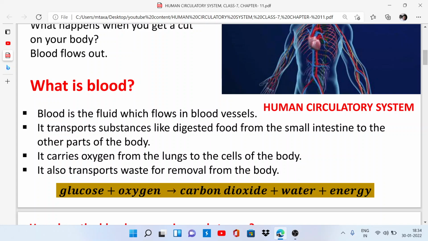We all know we get energy from food, but how do we get this energy? We digest the food into glucose, and this glucose reacts with the oxygen that we inhale during our respiration process. Inside the body cell, glucose and oxygen react and form carbon dioxide, water, and energy. This is the energy that we get from the food, which is used in performing our different life processes. Here carbon dioxide is the waste that we have to remove from the body. So this is about the blood.